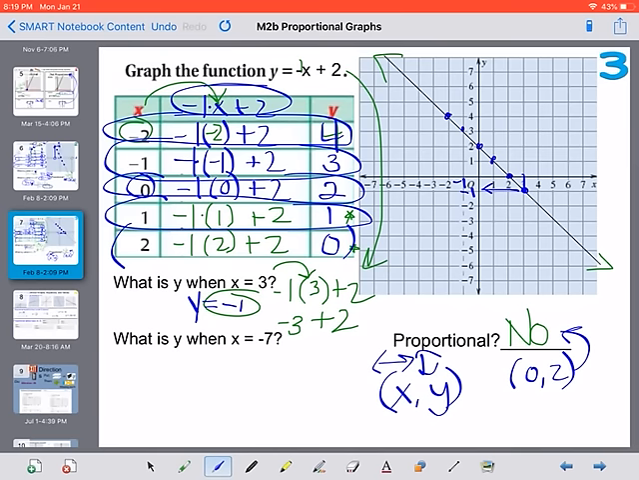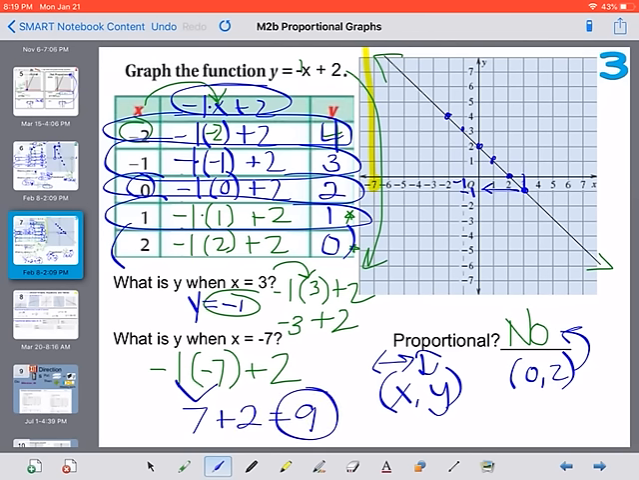And what is y when x is negative 7? Well, negative 7 here, if I follow my line up, it doesn't fit on the graph. So this one I have to use the equation. Negative 1 times x, and x is negative 7, then plus 2. So first, a negative times a negative makes a positive. 7 plus 2 gives us 9. So y would be at 9, which makes sense because it's just a little bit off the graph.